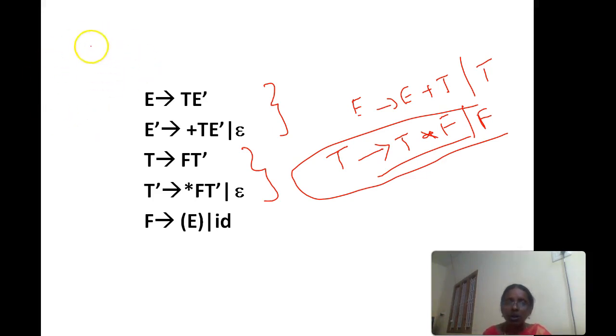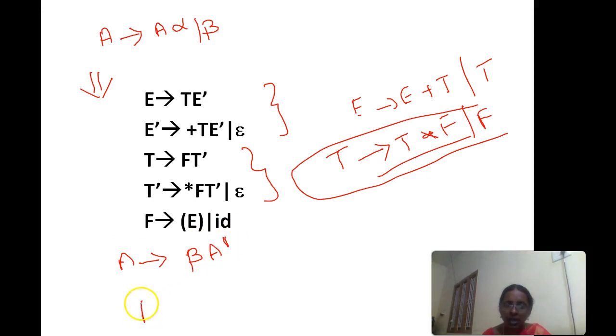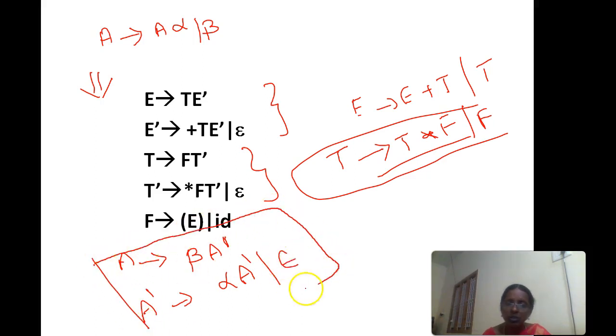I'll repeat the rule. The rule here is, if your grammar contains a production like this, A generates A alpha or beta, then you can rewrite these two productions as A implies beta A dash and A dash implies alpha A dash or epsilon. These are the rules we have to follow for eliminating the left recursive productions. So this is the resultant grammar we got after eliminating the left recursive productions.